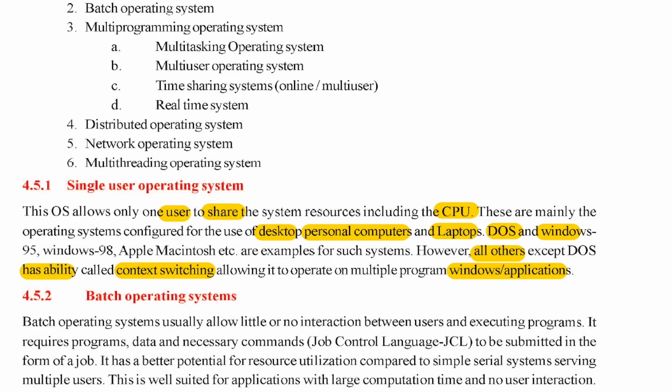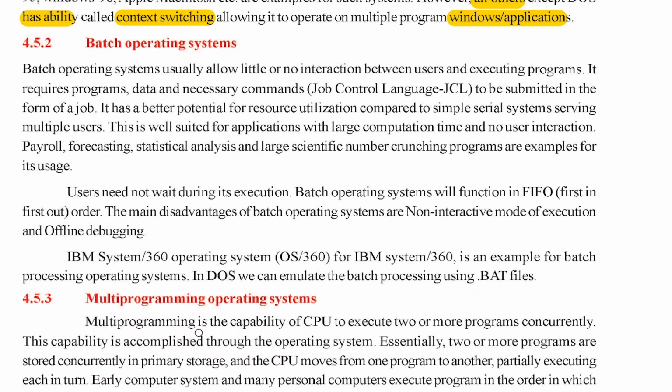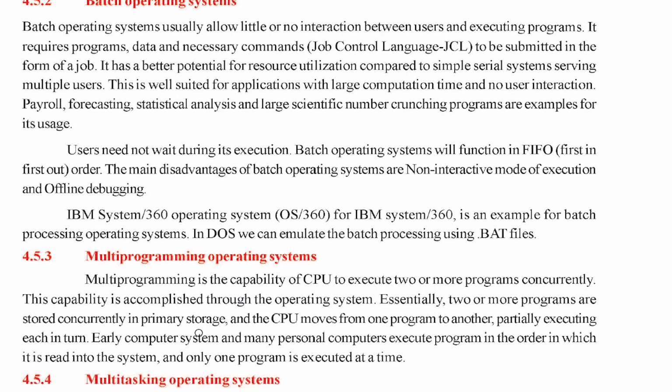Next comes the batch operating system. Notice the word batch: we make a group or a batch. Similar jobs are combined together to form the batch, and these batches are given to the computer. The computer will automatically process them one by one. It is time efficient, using the computer resources more efficiently. There is no human intervention.